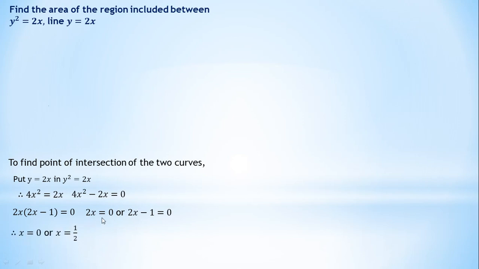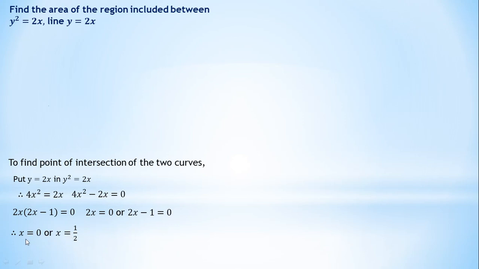Now just solve this: we get 4x squared minus 2x is equal to 0. Here 2x is common, so 2x into bracket 2x minus 1 is equal to 0. By solving we get 2x is equal to 0 or 2x minus 1 is equal to 0, from which we get x is equal to 0 or x is equal to 1 by 2. Now for these values we will find the value of y also.